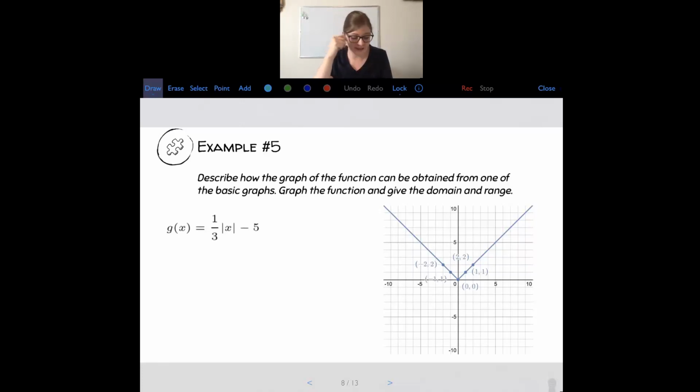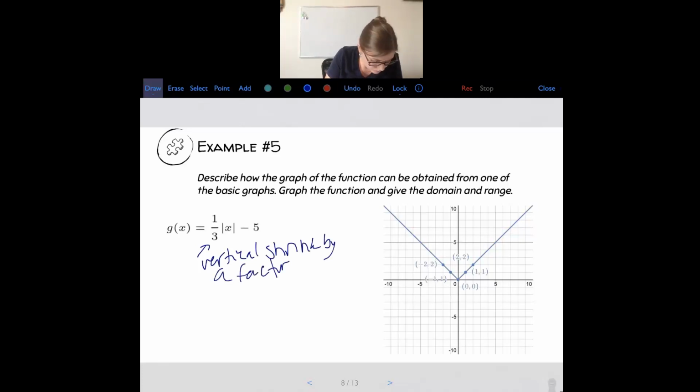My parent function in this case is the absolute value of x. Okay. So this 1/3 out in front means a vertical shrink by a factor of 1/3. So what that's going to do is the graph is going to move closer to the x-axis. Okay, this minus 5 is going to shift it down 5 units. Okay, and so whenever we're dealing with a vertical stretch or shrink or horizontal stretch or shrink, it can be helpful to use a table of values, especially in this case because we're dividing by 1/3.